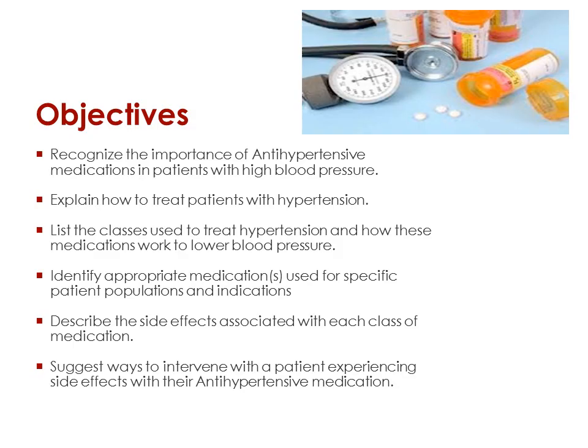This module will include the following objectives. Recognize the importance of antihypertensive medications in patients with high blood pressure. Explain how to treat patients with hypertension. List the classes used to treat hypertension and how these medications work to lower blood pressure. Identify appropriate medications used for specific patient populations and indications. Describe the side effects associated with each class of medication. Suggest ways to intervene with a patient experiencing side effects with their antihypertensive medication.